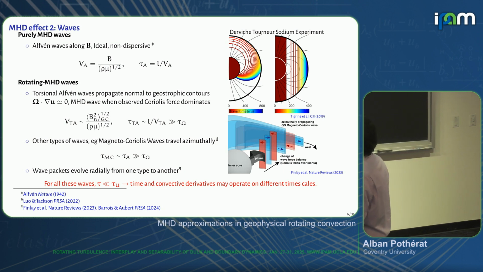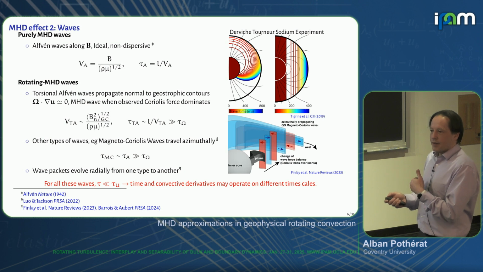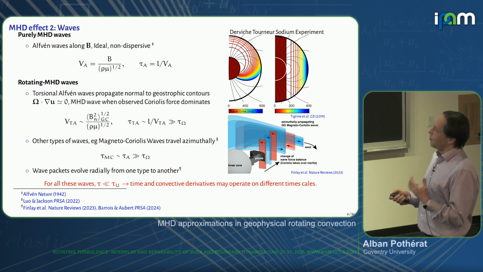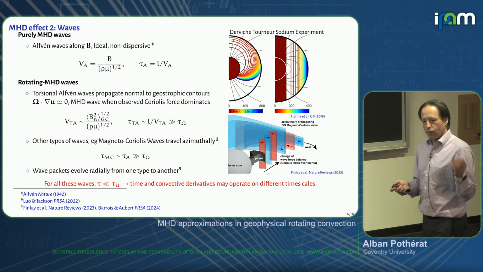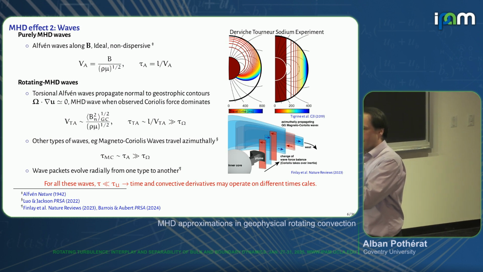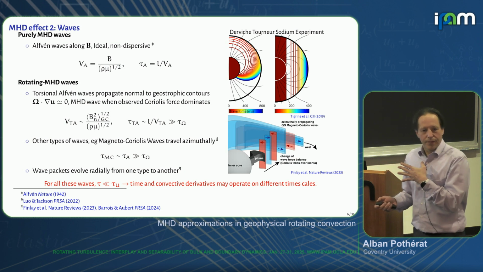And to make things more complicated, because the field changes direction and intensity as we move away from the core, what people think happens is that you get Alfvén waves here, and you get torsional Alfvén waves or magnetocoriolis waves there. So if you have a wave packet that travels from the core to the core mantle boundary, the wave changes nature in doing so.